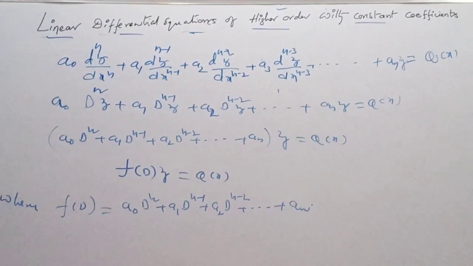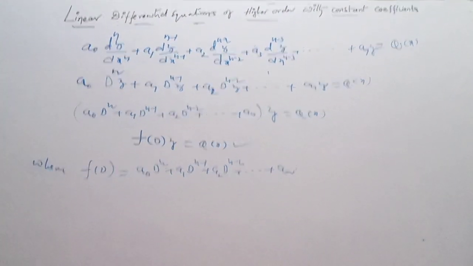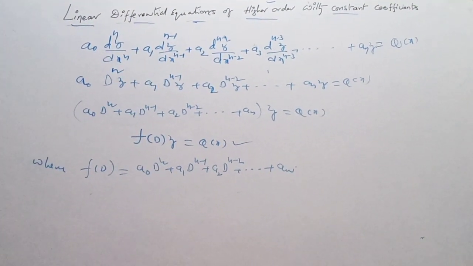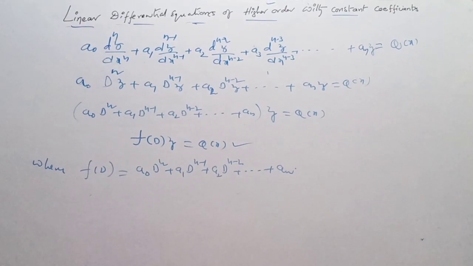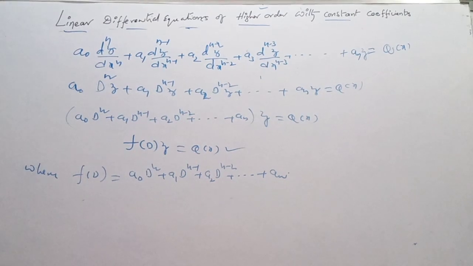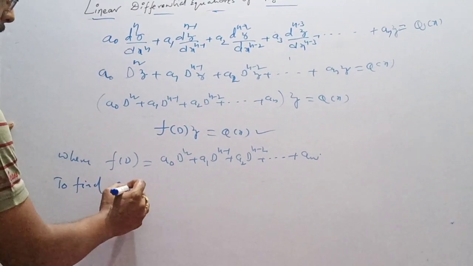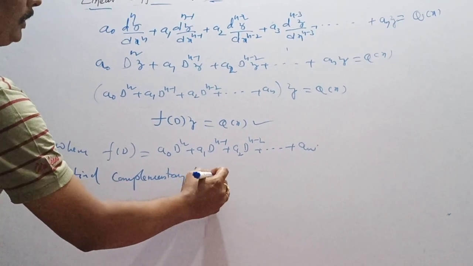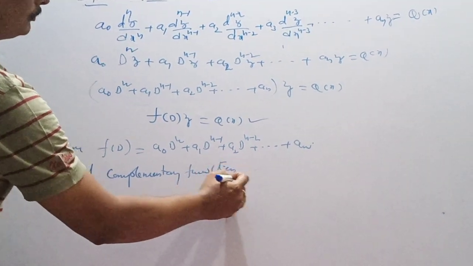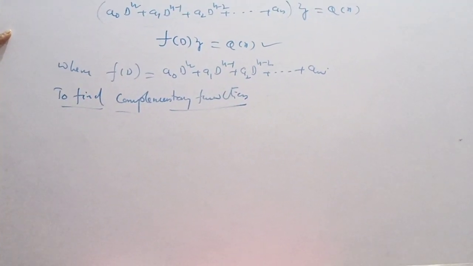As we discussed earlier, the solution of this function is the complementary function and the particular integral. Now we need to find the complementary function and particular integral. Next, first one, to find the complementary function. So how to find the complementary function? Now you consider f of D.